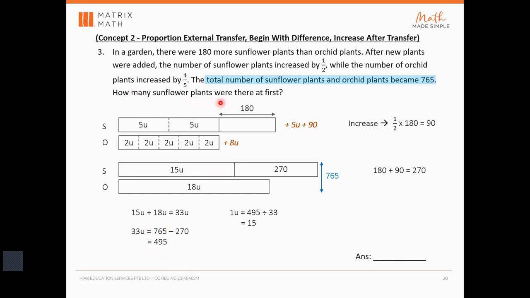How many sunflower plants were there at first? Now go back to your original model. Sunflower plants at first will be 10 units plus 180. Okay, so 10 units is 150. Then you add 180. So you get your sunflower at first. Answer: 330.